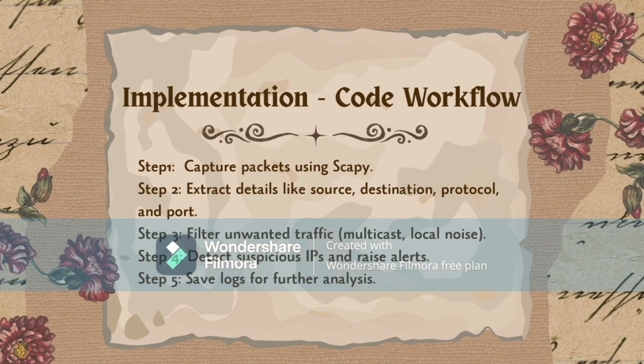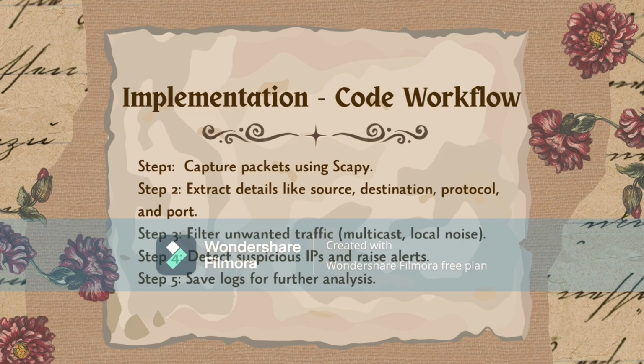Here's how the packet sniffer works. Step 1. Capture packets using Scapy. Step 2. Extract important details like source and destination IP, protocol, and port. Step 3. Filter out unwanted network noise like multicast packets. Step 4. Detect suspicious IPs and raise alerts. Step 5. Log captured data for further analysis.